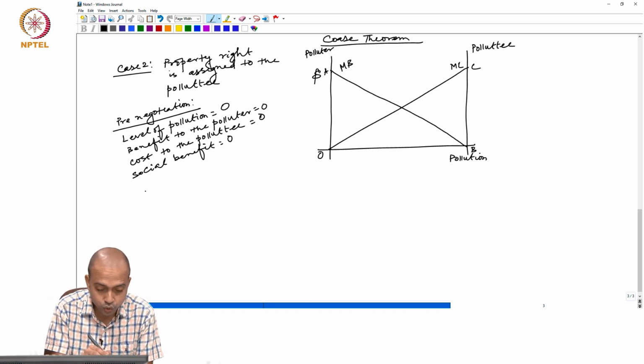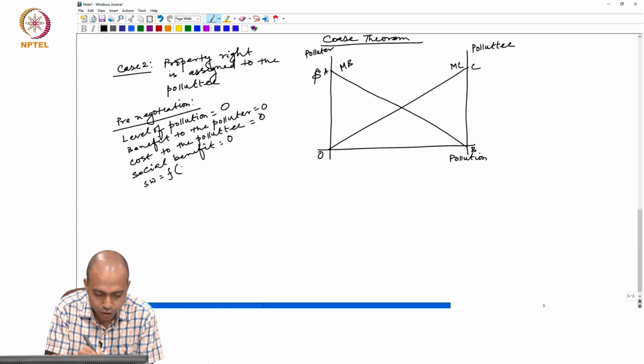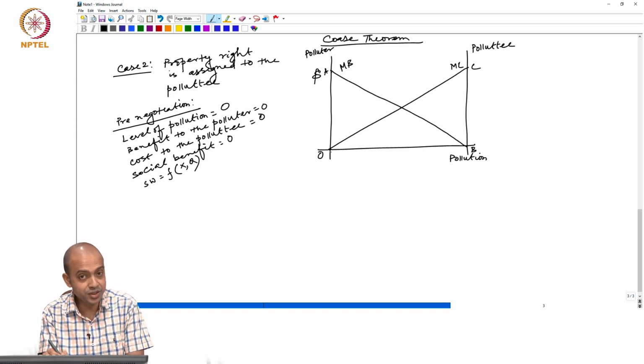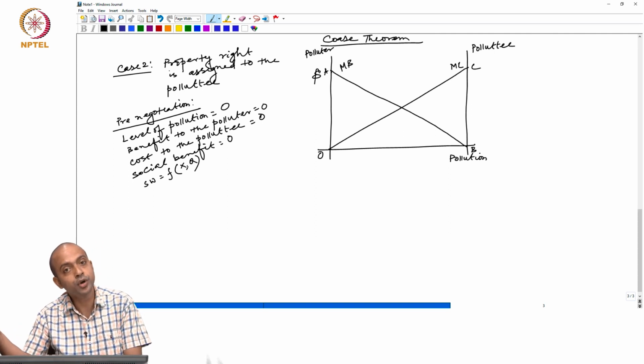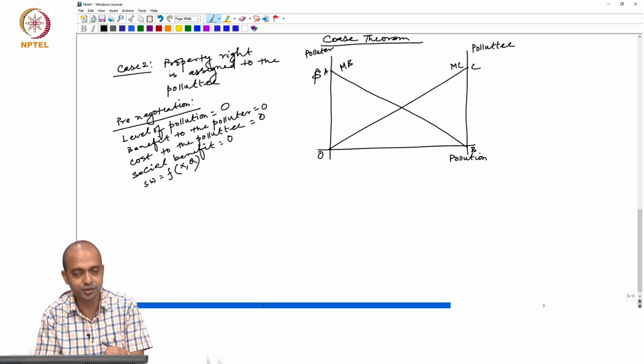Why is this so? Because social welfare, we assume, is a function of both marketable goods and environmental quality. Here, when there is 0 pollution, I understand the environmental quality is the best, but you have 0 production of goods and services as well. You cannot survive only in the clean environment without any production of goods and services. That is why social benefit is also 0, assuming that our welfare depends on both marketable goods and services as well as environmental quality. So, this is the pre-negotiation situation.